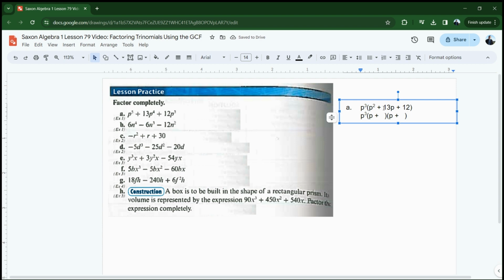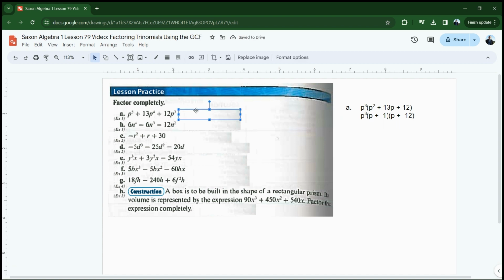Now, what are the factors of 12 that add up to 13? At this point, you should be good enough at this. You're like, well, 1 and 12. And this is my factored trinomial for the first problem: p to the third, p plus 12, p plus 1. I switched the order here, but that's totally fine. Let's move on to letter B.